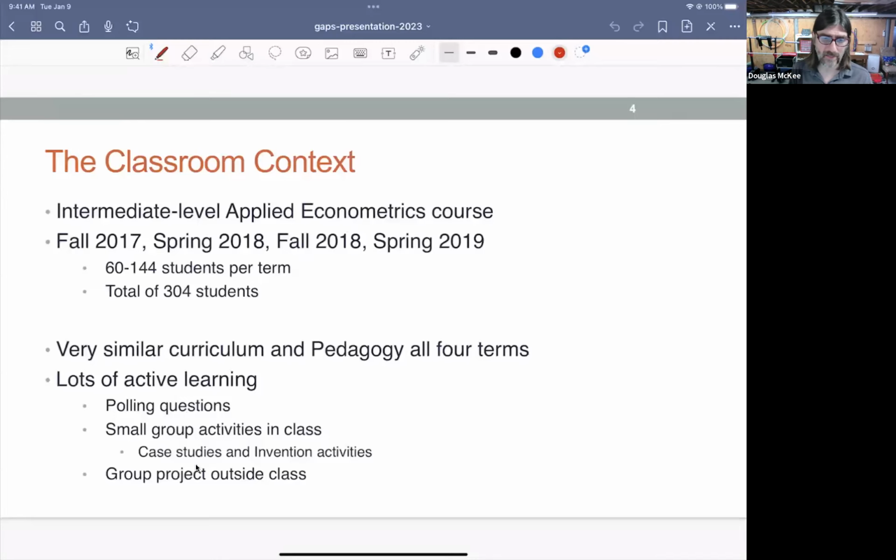And then finally, the class has a group project outside class where they come up with their own research question and work on it. So there's a lot of peer interaction in this class, both inside the classroom and outside the classroom. All right, so that's the class.